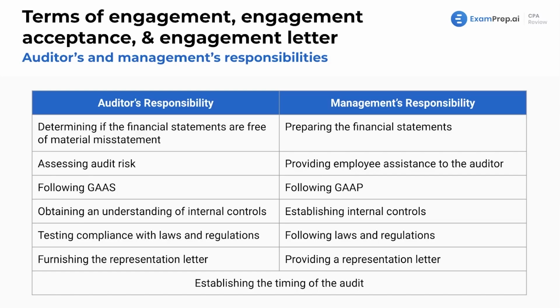Lastly, both parties are responsible for establishing the timing of the audit. It's not up to only the auditor or only management to say, oh, okay, I've got availability next week, let's do the audit next week. It's both parties who have responsibility for dealing with scheduling and making sure it actually gets done.